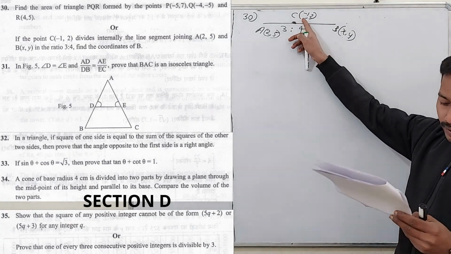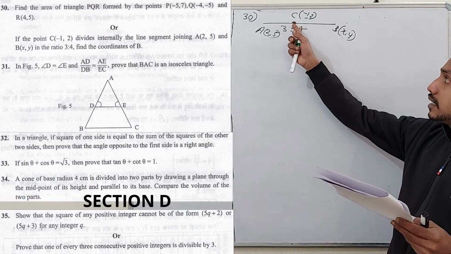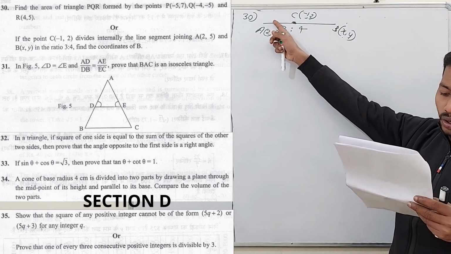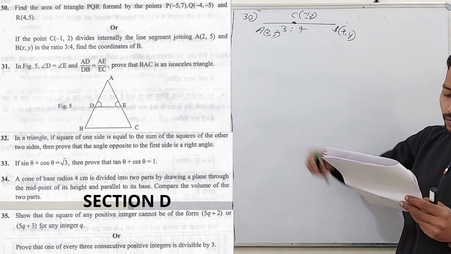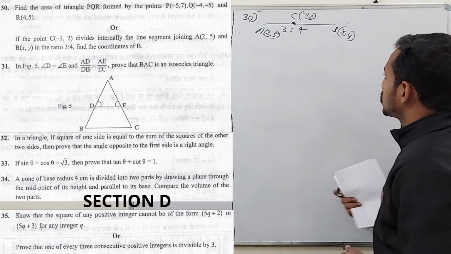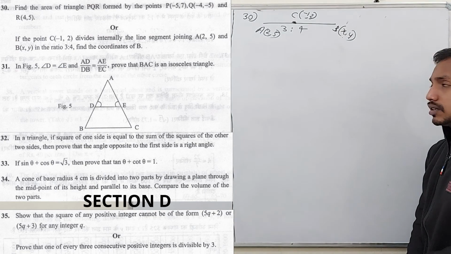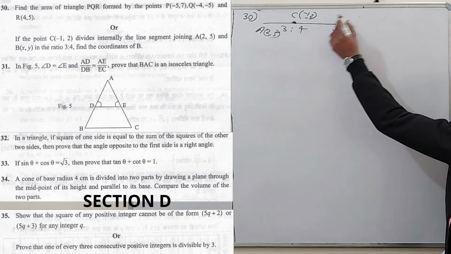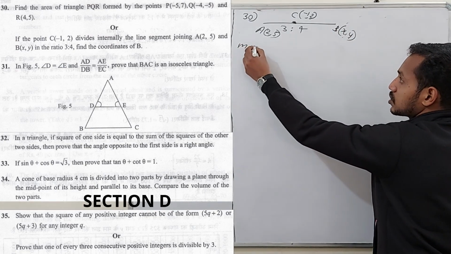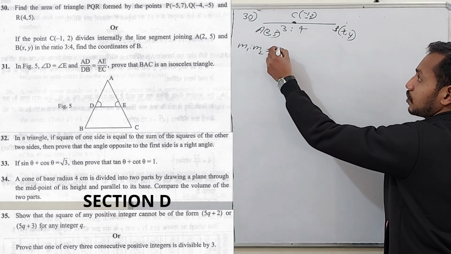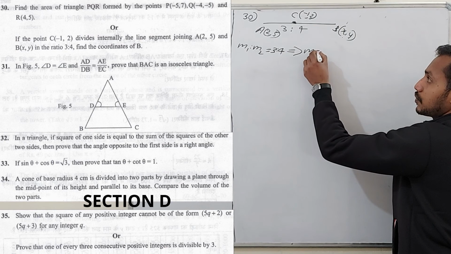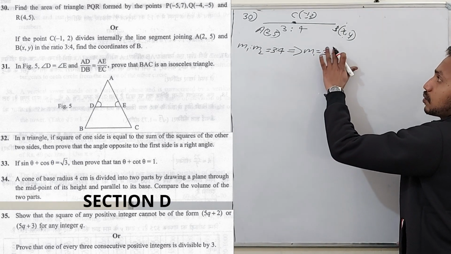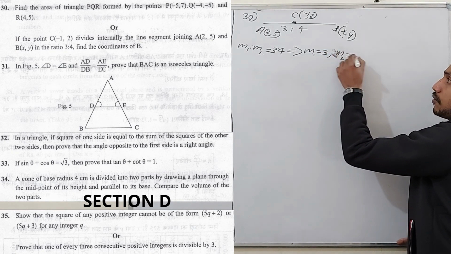Here, question number 30. If C is a point that divides internally the line segment joining A and B in the ratio 3:4, find the coordinates of B. Very simple question, just apply the section formula. Here it is given that the ratio m1 is to m2 is equal to 3 is to 4. Am I right? That implies m1 is equal to 3 and m2 is equal to 4.